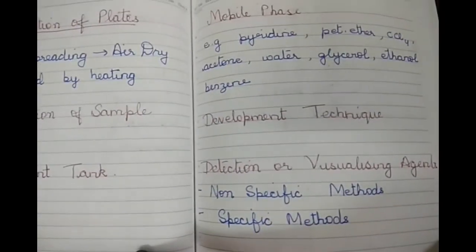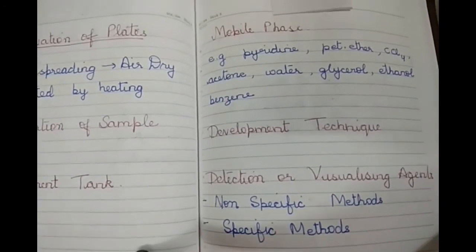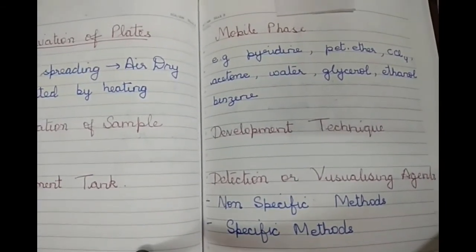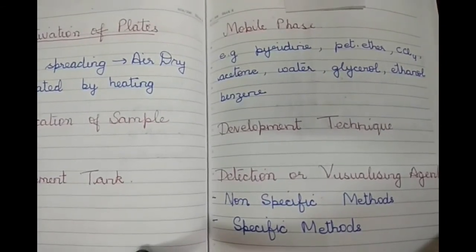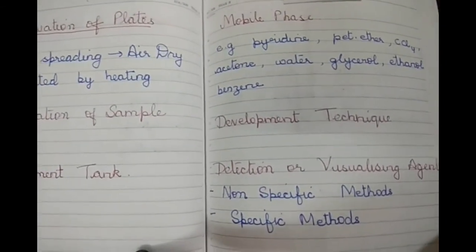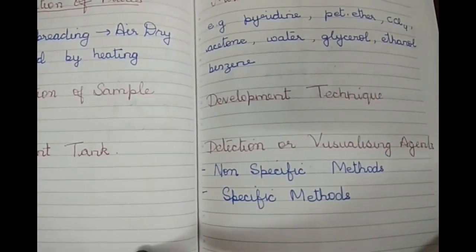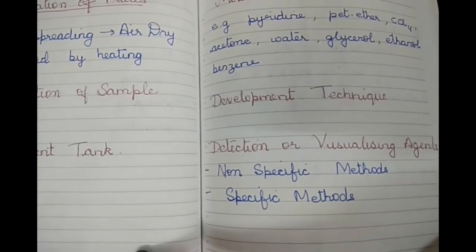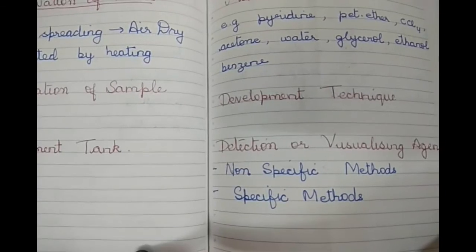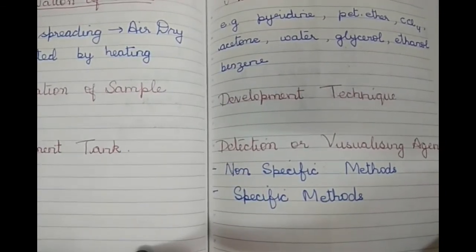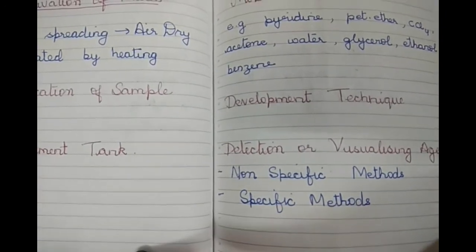The development technique involves one-dimensional development, two-dimensional development, horizontal development, and multiple development. The detection of visualizing agents involve non-specific methods in which iodine chamber method, sulfuric acid spray reagent, ultraviolet chamber for fluorescent compounds, and using fluorescent stationary phase.